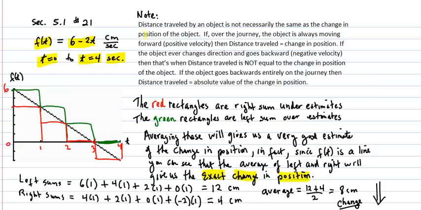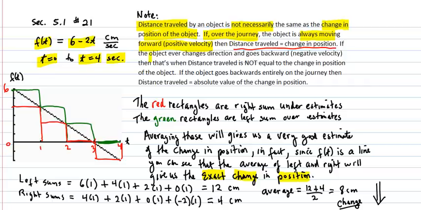And I wanted you to note that distance traveled by an object is not necessarily the same as the change in position. It can be the same, but not necessarily the same. If over the journey the object is always moving forward with positive velocity, then the distance traveled will be the same as the change in position, because you're going to be adding up distance constantly. You're not going to go backwards, and so your position will change from where it was at the start to where it is at the end.